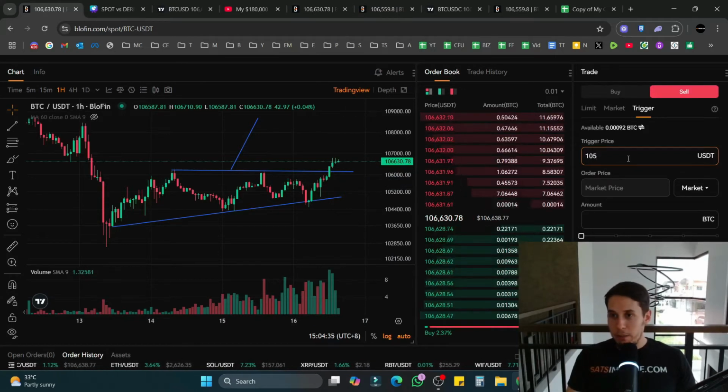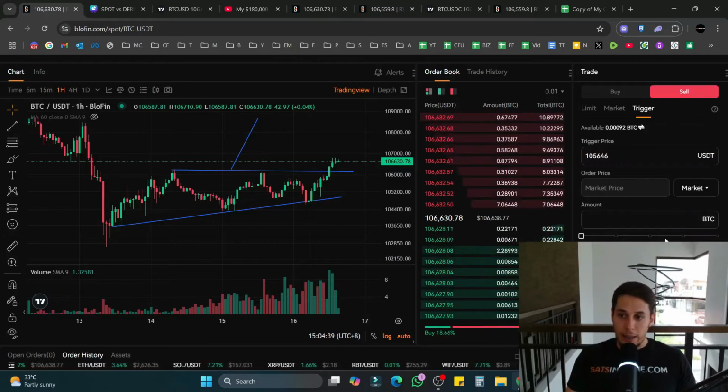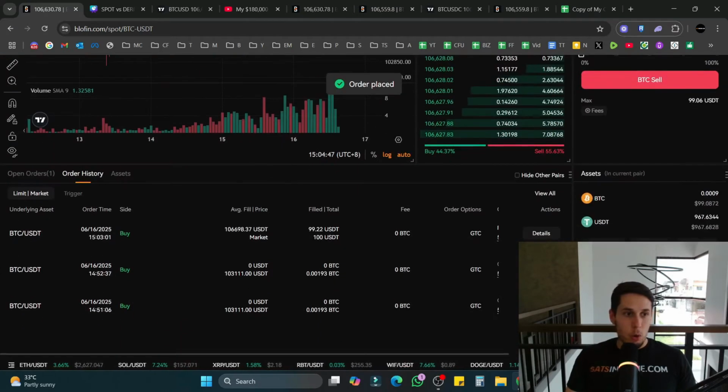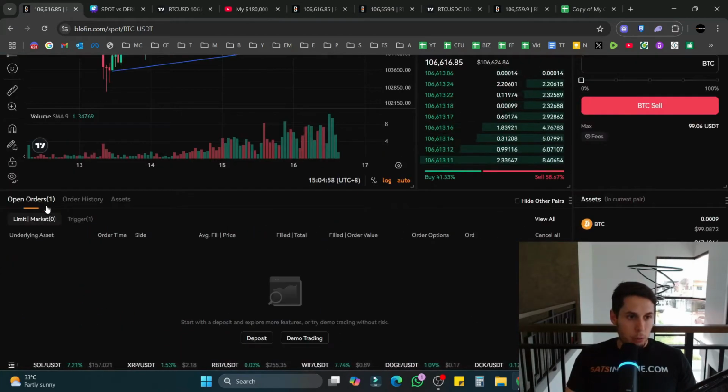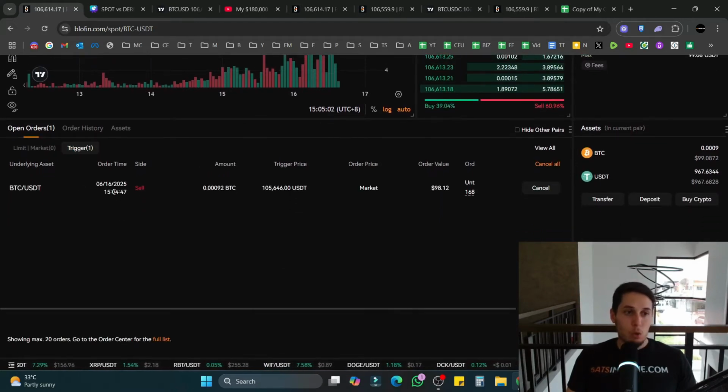So I'm going to put 105,646. I'm going to add here 100% of the BTC, and then I'm going to click on BTC sell, confirm. So if we scroll down here and go to the open orders and to the trigger orders, you can see my stop loss right here.